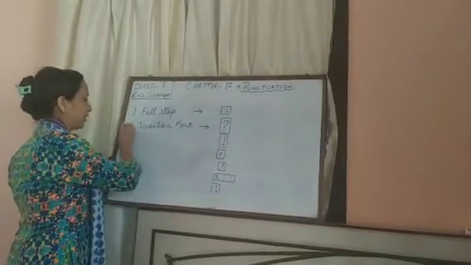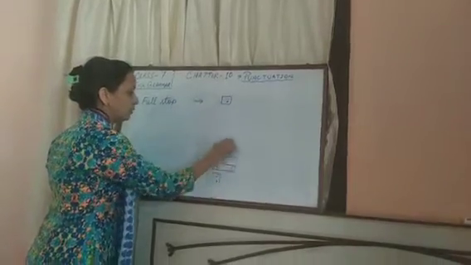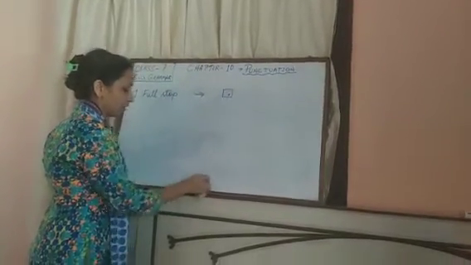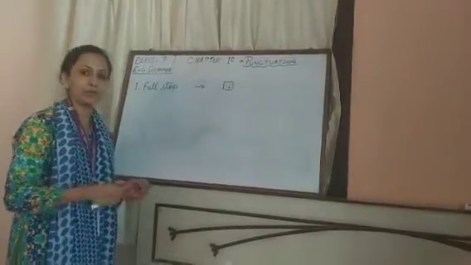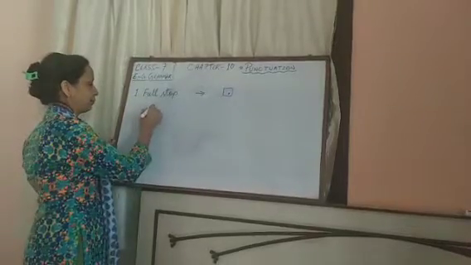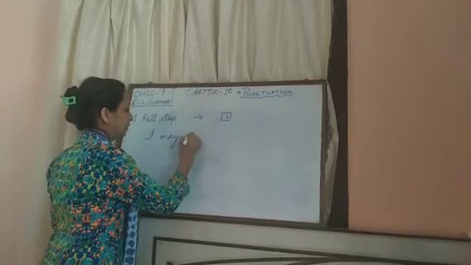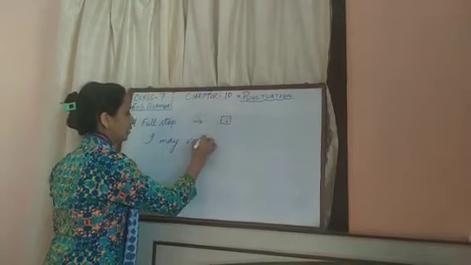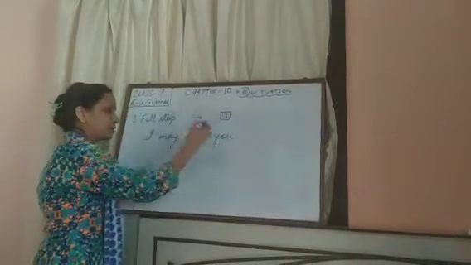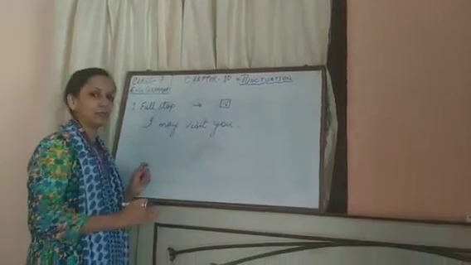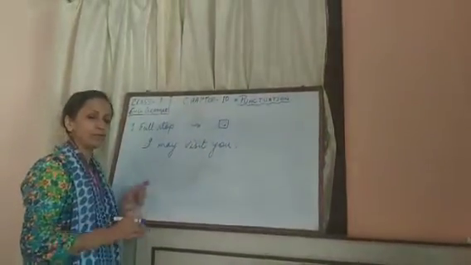The use of full stop, as we know, is that it gives an end to an assertive or imperative sentence. That is, it stops the sentence. For example, I may visit you. Full stop. So this full stop shows that this is the end of the sentence. Another sentence may begin after that. So that is the use of full stop.